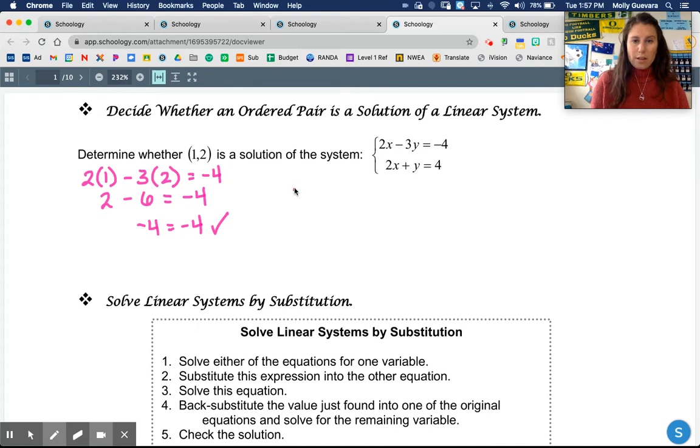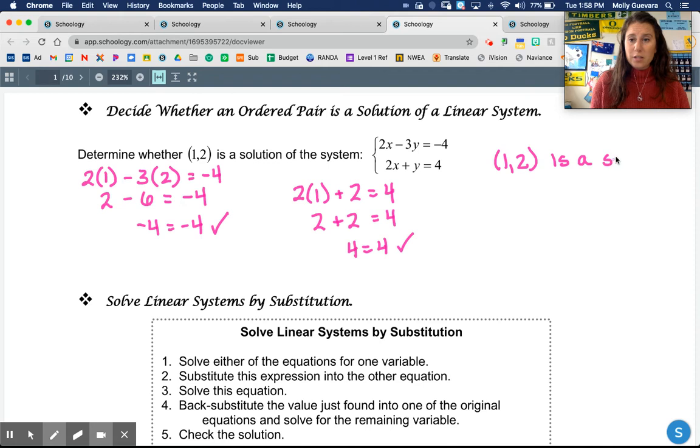Okay, so let's try the other one. 2 times x, which is 1, plus y, which is 2, equals 4. So I have 2 plus 2 equals 4. So 4 equals 4. So this point (1, 2) is on both of these lines. And since it's on both of the lines, then (1, 2) is a solution.